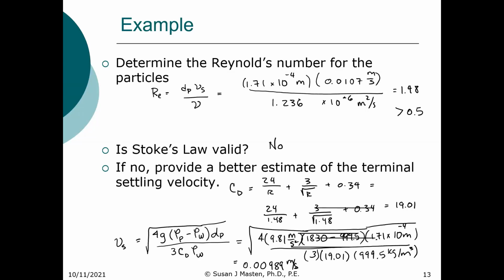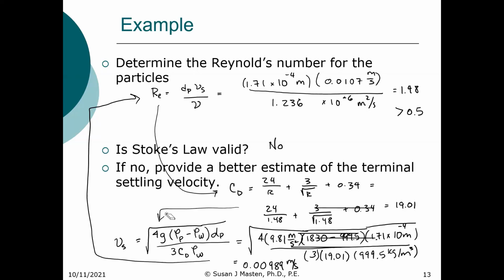Now that we have a terminal settling velocity, we can use that to iterate on a solution. Then we can take that value here, calculate a new Reynolds number, use that new Reynolds number to calculate a new coefficient of drag, use that new coefficient of drag to calculate a new terminal settling velocity. And we can continue to do that until the terminal settling velocity converges on a solution.